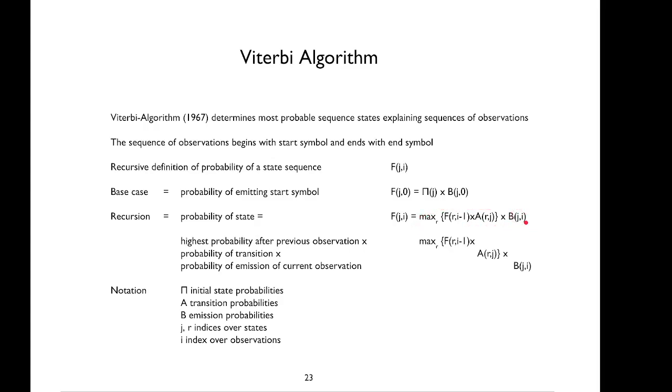Even if this may be very likely, if it's not likely to make observation i in the state j, this will be, let's say, in the worst case, 0. And even if the likelihood of seeing i in j would be very high, if the likelihood of getting there is low, then the whole thing is also low. So once again, this is the highest probability after the previous observation, basically the best we got from the previous observation, times making the transition to the current state, times seeing our observation in the current state.